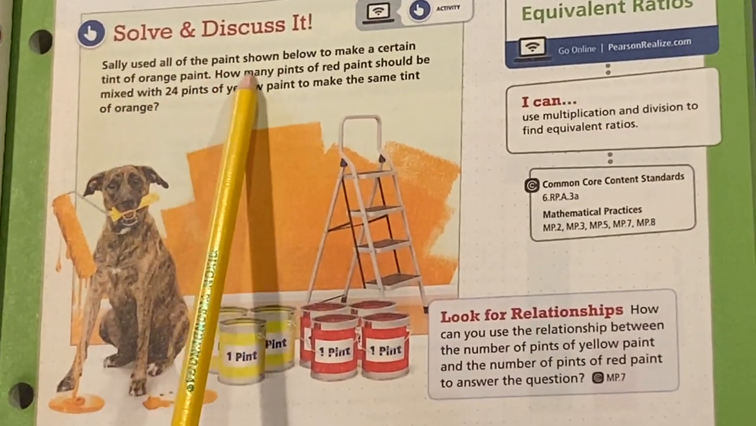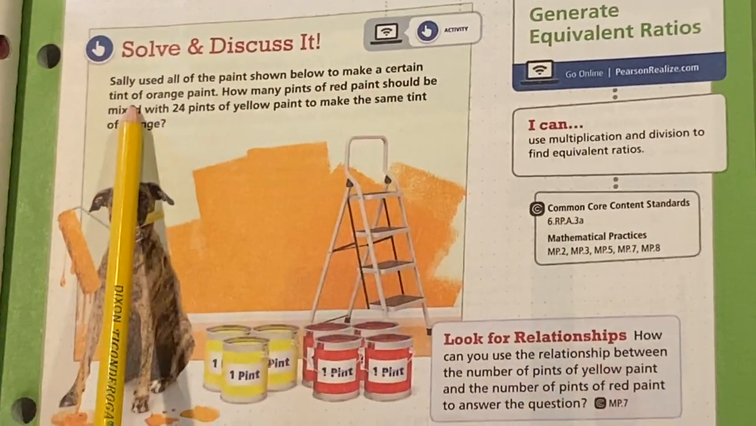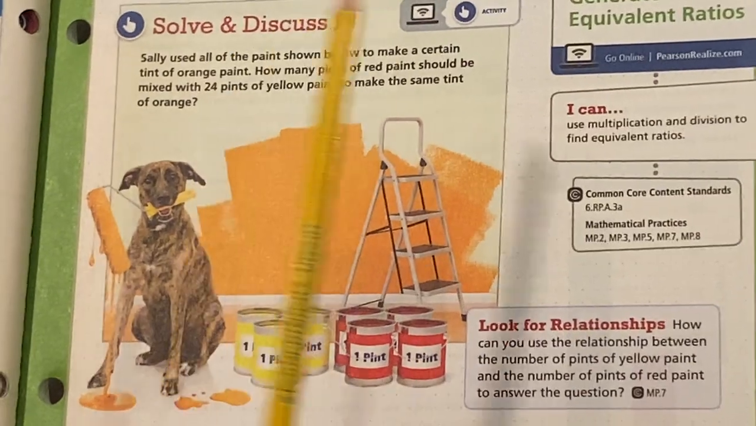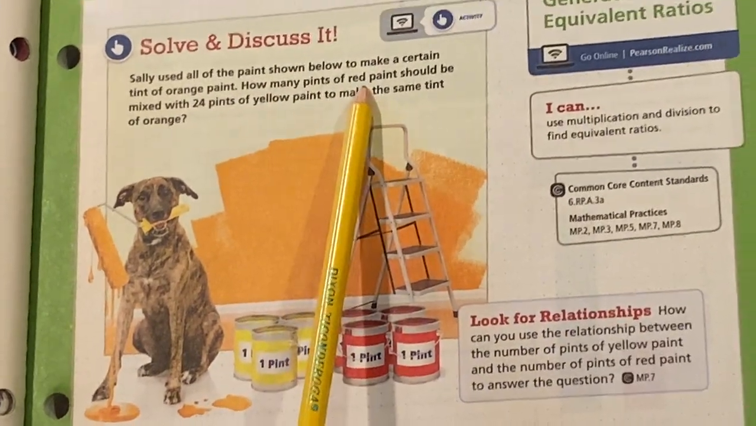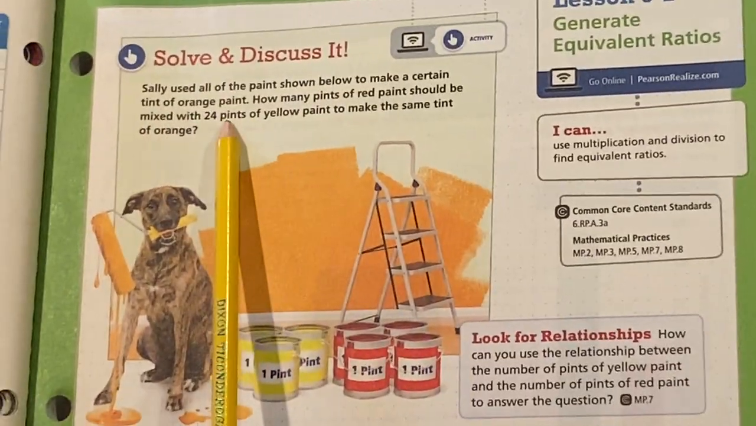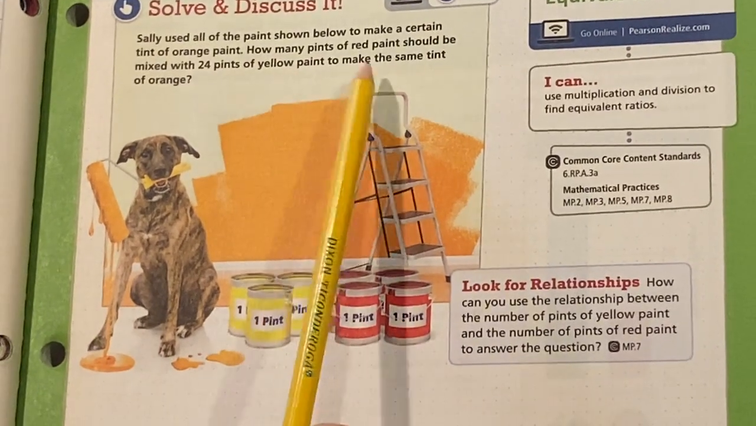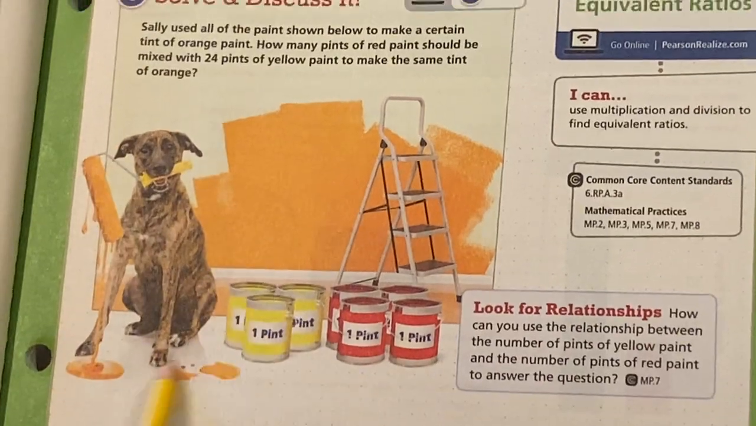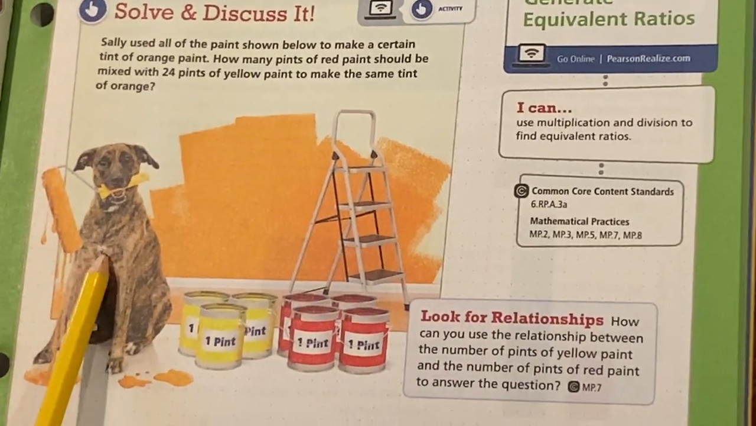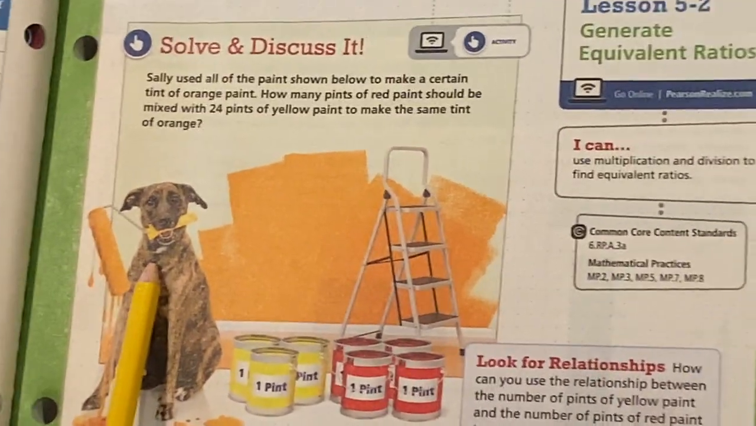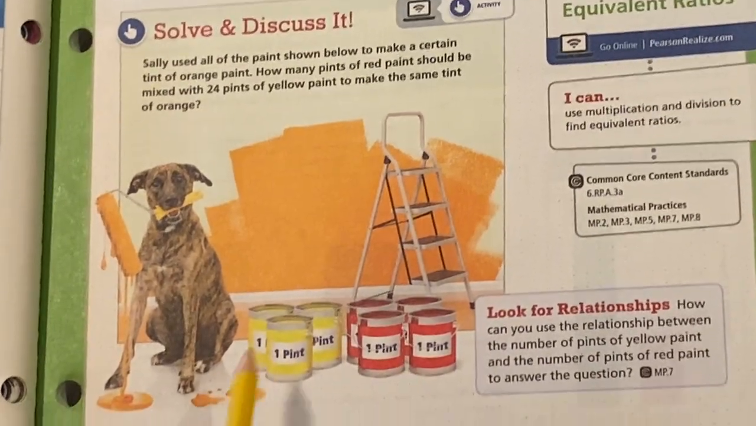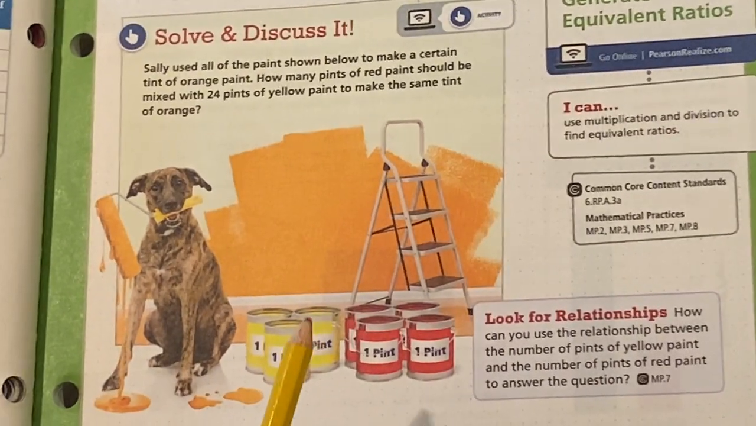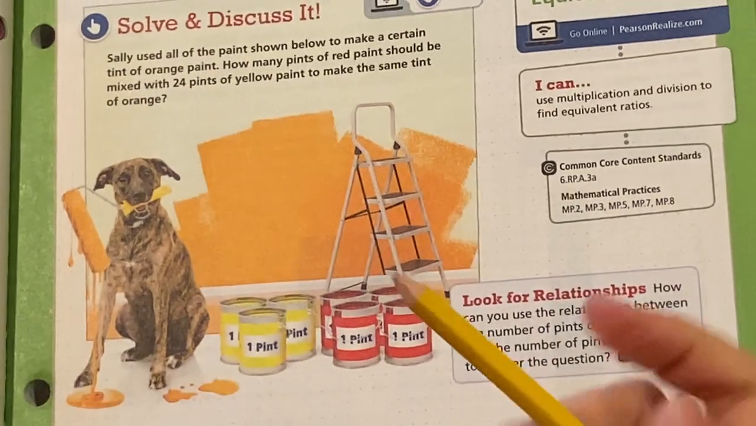Sally used all of the paint shown to make a certain tint of orange paint. How many pints of red paint should be mixed with 24 pints of yellow paint to make the same tint of orange? I notice that they don't bring the dog up at all. What is the dog even doing there? Is the dog named Sally? Is the dog the one mixing the paints to get that certain tint of orange? I don't know. Let's find out.